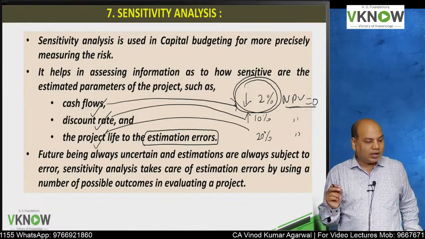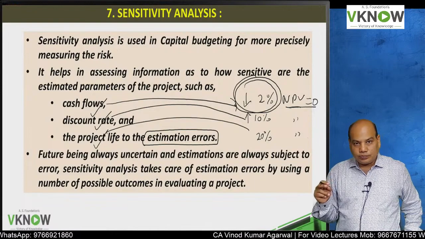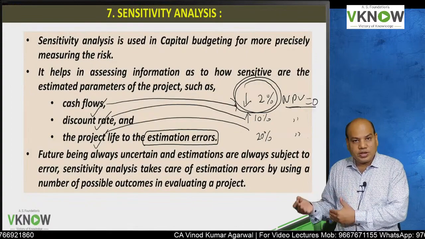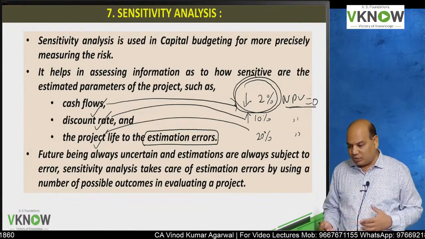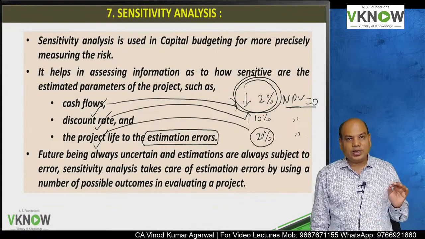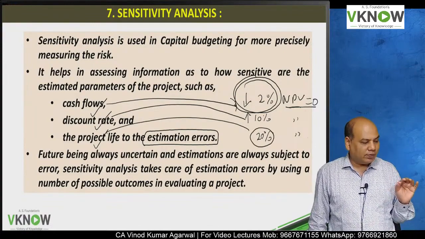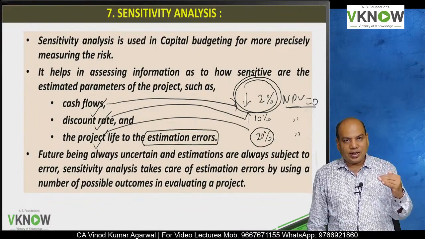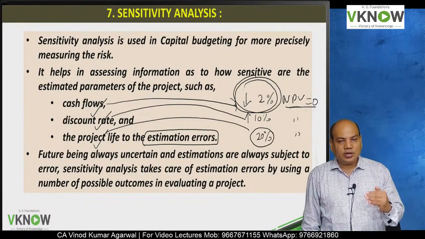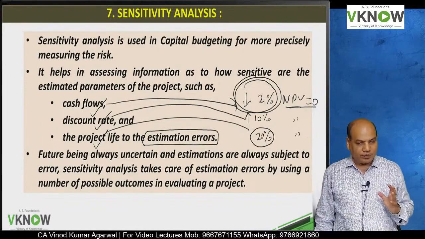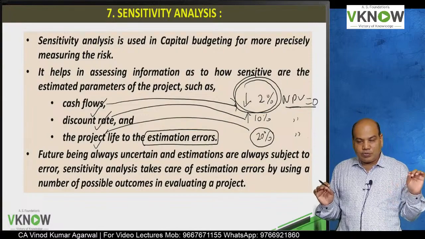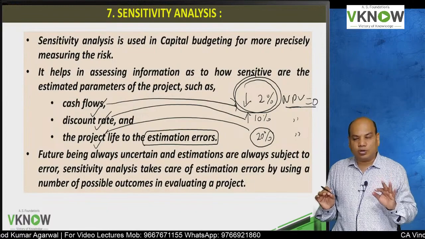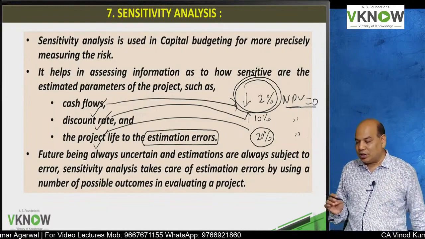Only a 2% decline in cash flow can result in 0 NPV. Beyond a 2% decline can result in negative NPV. The project is relatively less sensitive to project life, because here we have a margin of 20%. If the life of the project declines more than 20%, then the NPV can become negative. So then we are able to understand which variable is more sensitive, which can cause more impact on NPV, by doing this sensitivity analysis.